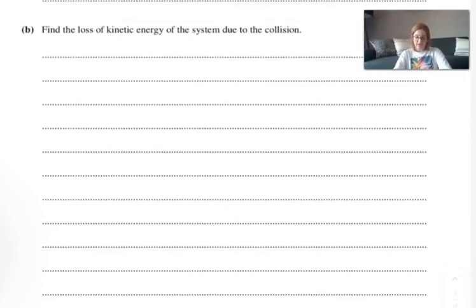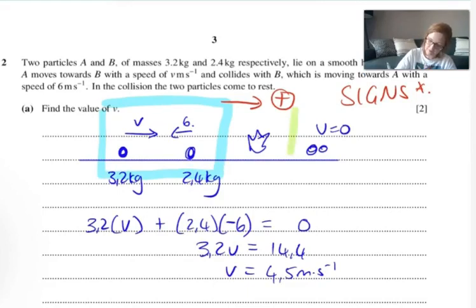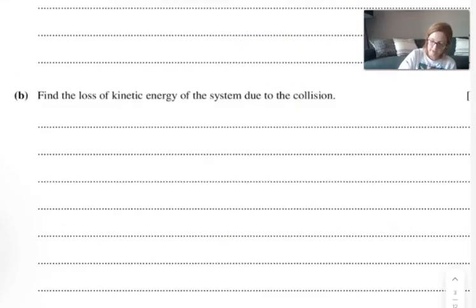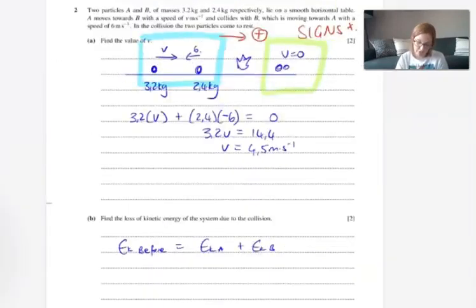Find the loss of kinetic energy of the system due to the collision. Okay, so now what we want to do when we're looking at loss of kinetic energy, once again, I'm going to use blue again. I'm going to use my initial kinetic energy and then my final kinetic energy. So I'm taking a before snapshot and an after snapshot. So kinetic energy before is equal to my kinetic energy of A plus my kinetic energy of B. Right, so you just add up the kinetic energies of the two particles.